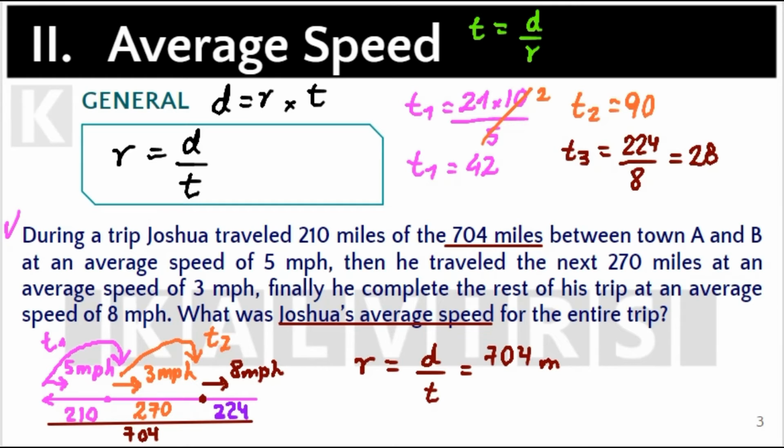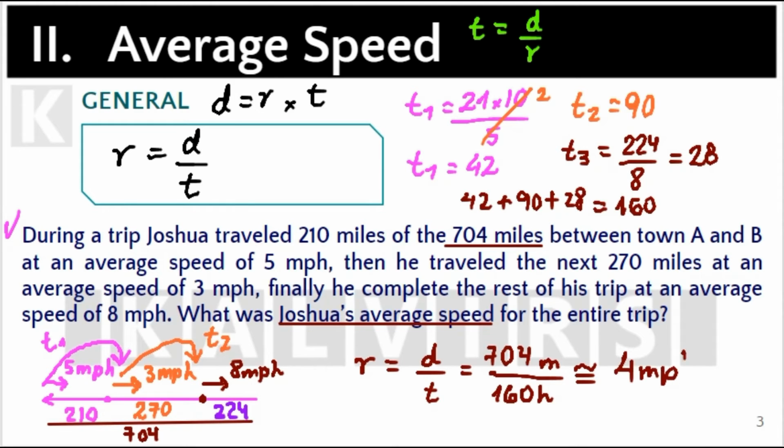So, the total time must be the sum of 42, 90, and 28. And this is 160 hours. So, we need to divide the total distance by 160 hours. And this is approximately 4 miles per hour.